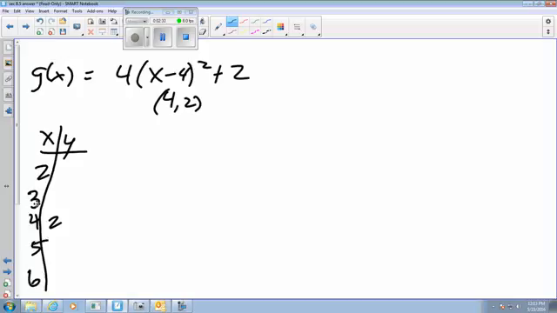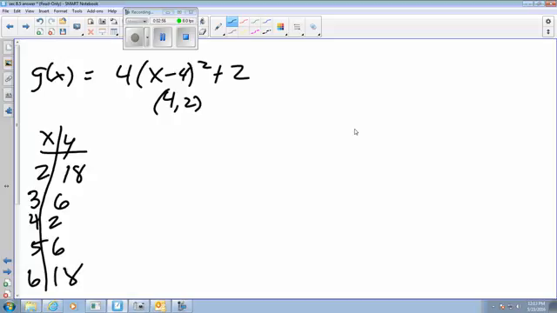Plugging them in, I get 3 minus 4 is negative 1. Negative 1 squared is 1. 1 times 4 is 4. 4 plus 2 is 6. I'll get the same thing for 5. And if I put in 2, 2 minus 4 is negative 2. Negative 2 squared is 4. 4 times that, 16 plus 2 is 18.